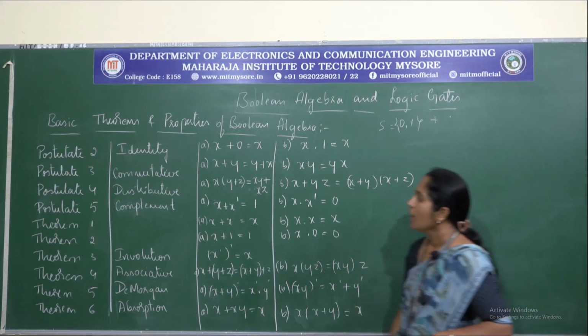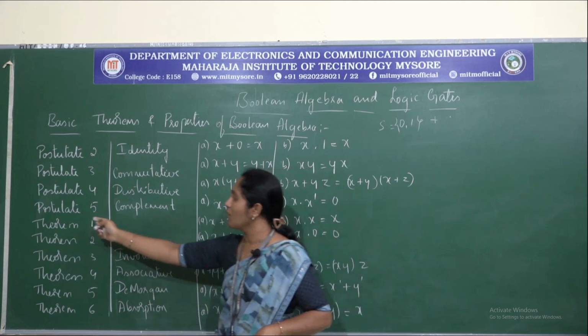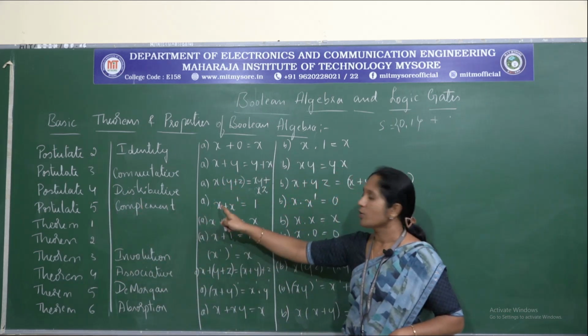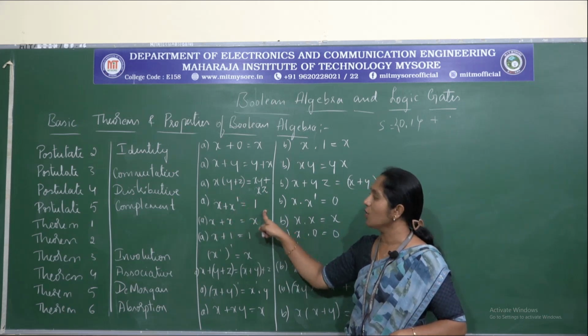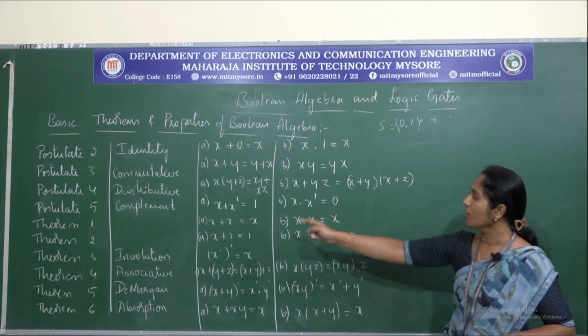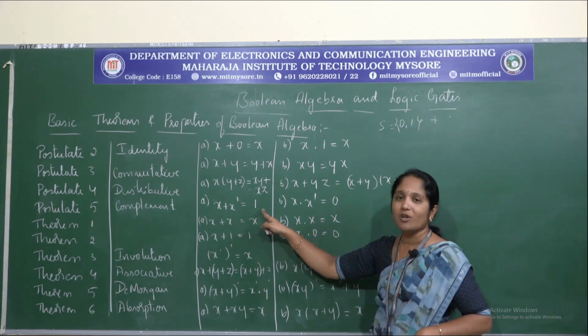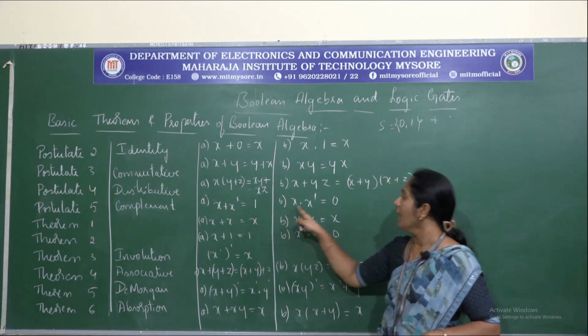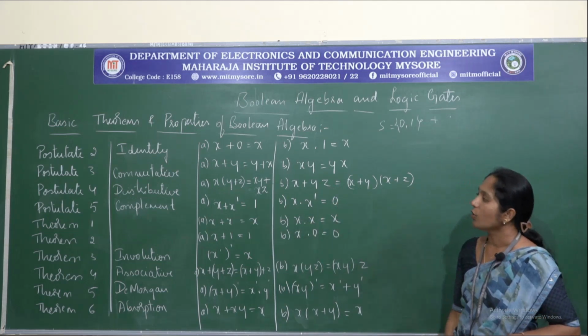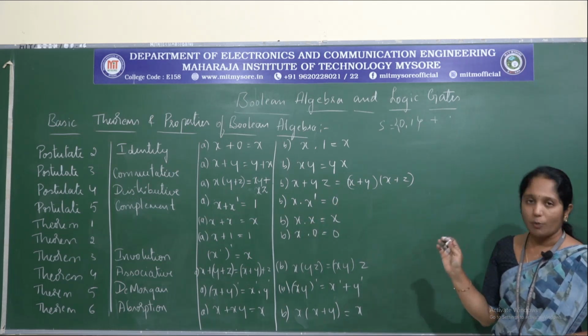Next, the fifth postulate is for the complement. Complement means x plus x dash is equal to 1. If you add the complement of a variable to the variable, it results in the identity element 1, and on the other side, x dot x dash is equal to 0. These are the four postulates we use.